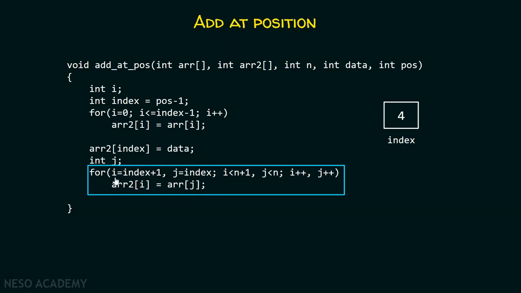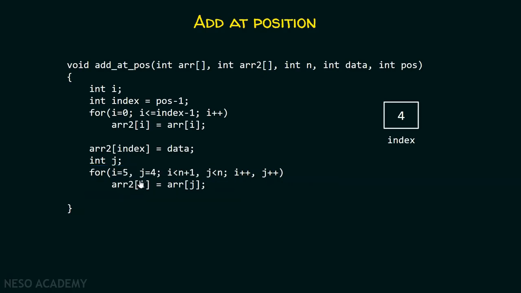You can see that I is initialized with index plus 1 and j is initialized with index. Here we are checking these two conditions, I less than n plus 1 and j less than n. And I'm incrementing both I as well as j. So here the I is initialized by 5, j is initialized by 4, n plus 1 is replaced by 11 and n is replaced by 10. And I and j will get incremented by 1 each and every time.